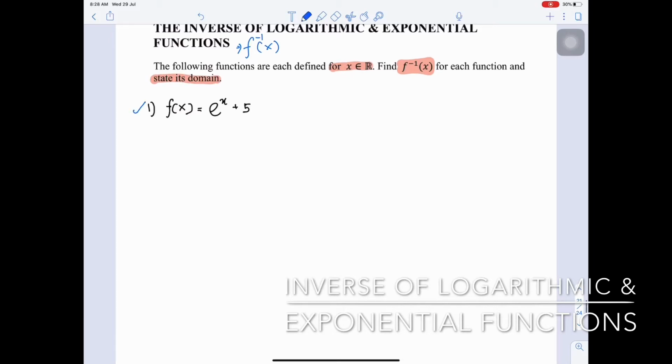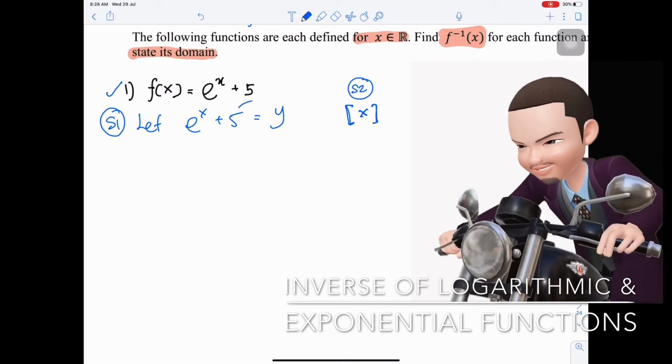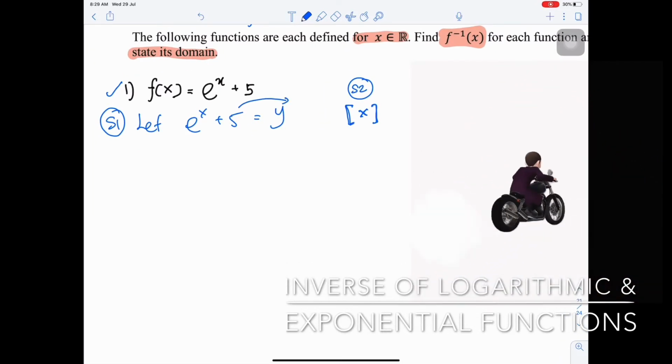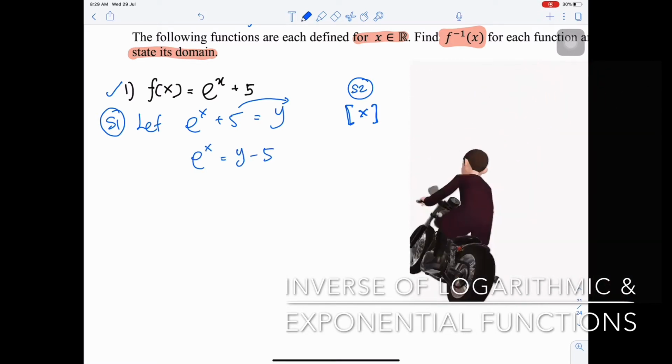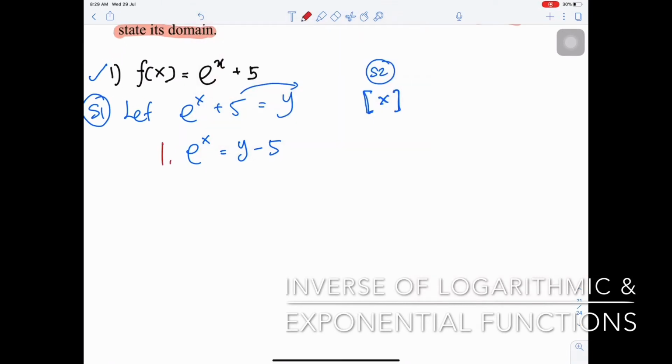Okay, for example, number 1. First step, what do we do? Let e to the power x plus 5 equal y. Second step, find the subject of the formula. Here it is x, x as the subject of the formula. So bring 5 to the right, so you get e to the power x equals y minus 5. And then we take ln on both sides.